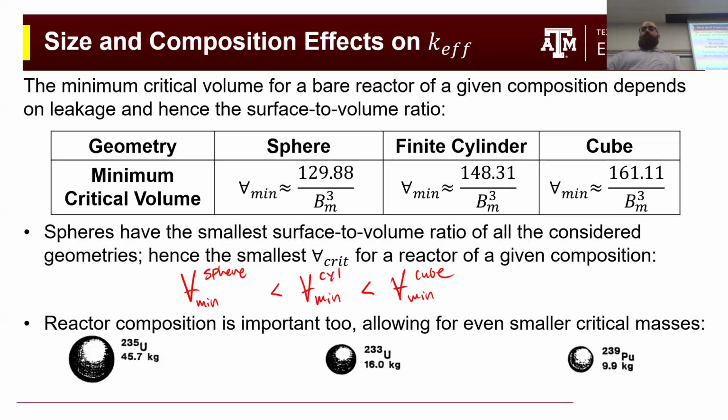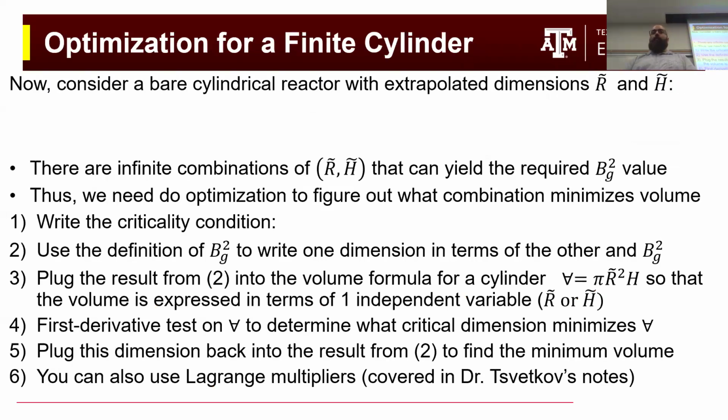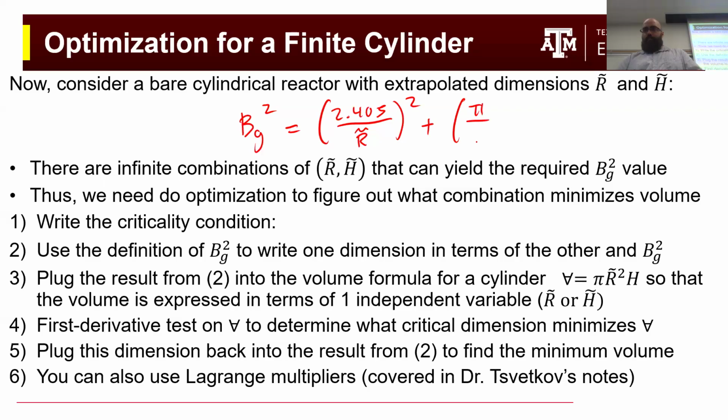I'm going to walk through the steps that you would follow for doing this for a cylinder, because the cylinder is a little bit harder since it has two dimensions that you have to keep track of. If we talk about a cylindrical reactor, then there's a BG squared for a cylinder, and it looks like 2.405 over R tilde squared plus pi over H tilde squared. That's the definition of the geometric buckling for a finite cylinder.